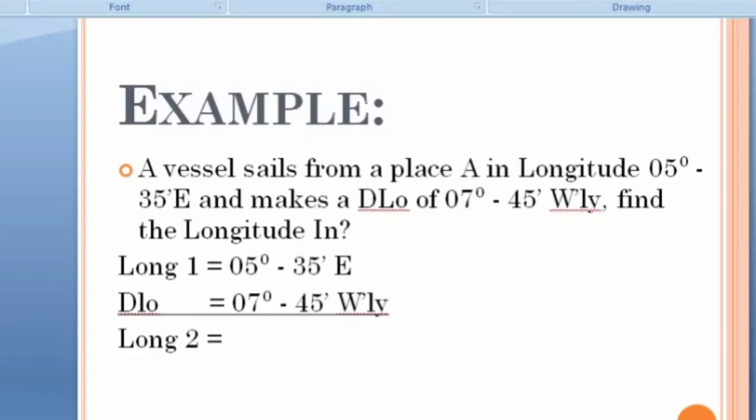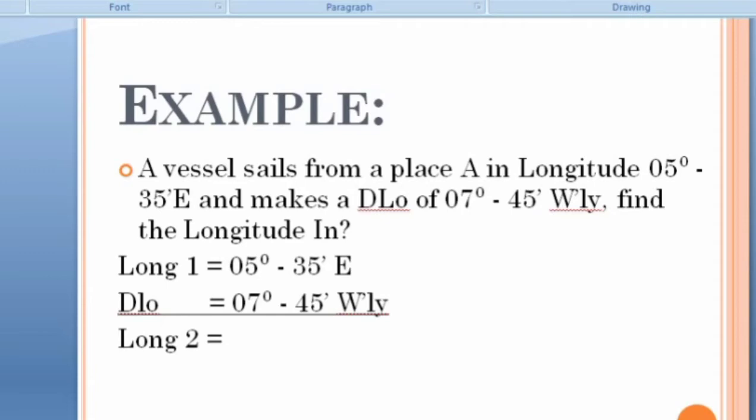Alright, so next example: a vessel sails from a place A in longitude 5 degrees 35 minutes east. So now we have the opposite side, which is the east side, opposite from our first example. And it makes a difference of longitude of 7 degrees 45 minutes westerly.